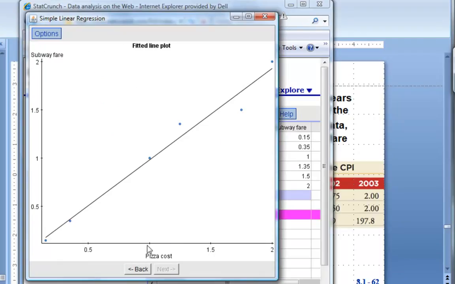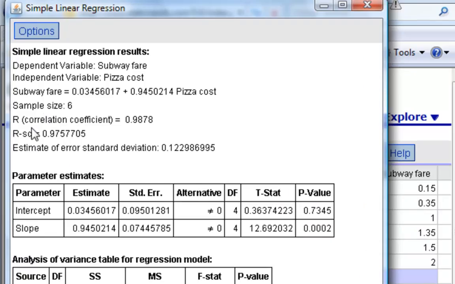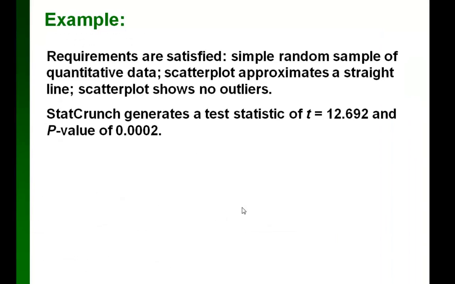Notice that our pizza cost is along the horizontal axis and subway fare is along the vertical axis. And if we were just looking at the points that are plotted, it looks like it has somewhat of a linear relationship. If we go back to here, it's giving us our correlation coefficient right here. So it's 0.9878. And the p-value, we want to look at this box where it says slope and come over here to where it says the p-value. So our p-value is going to be 0.0002.